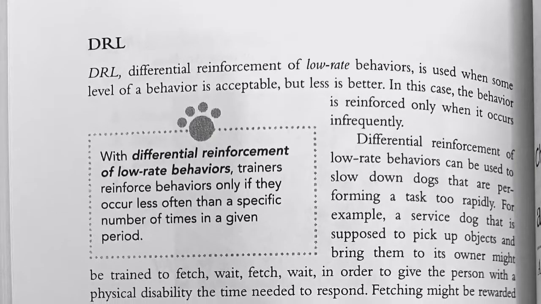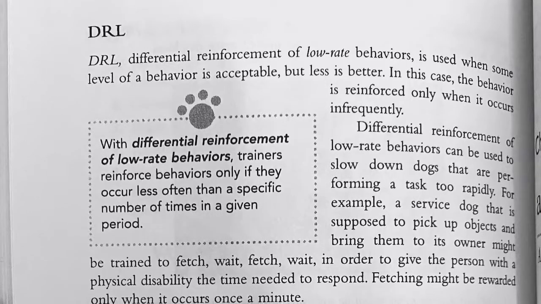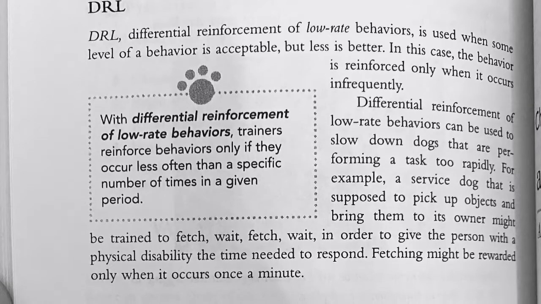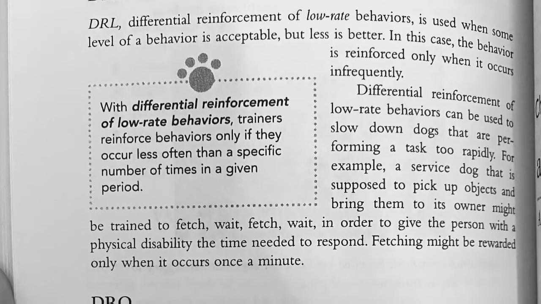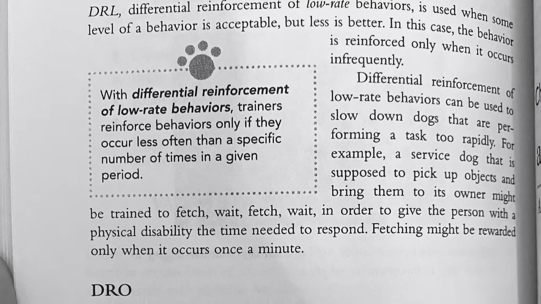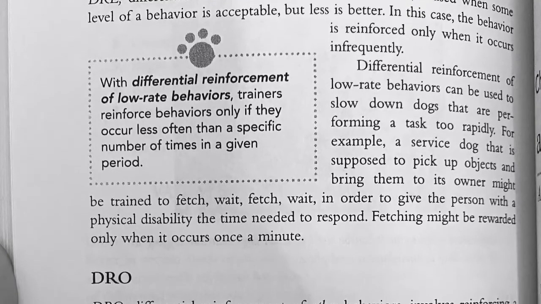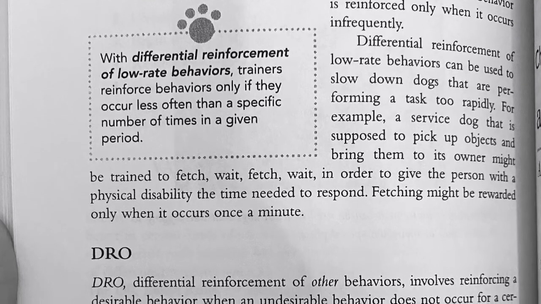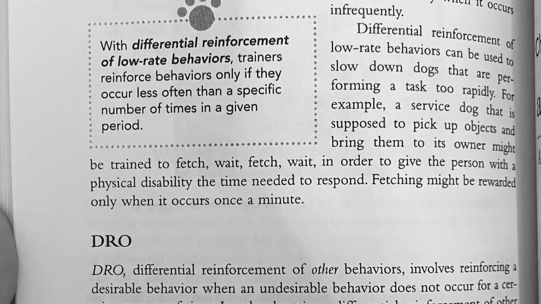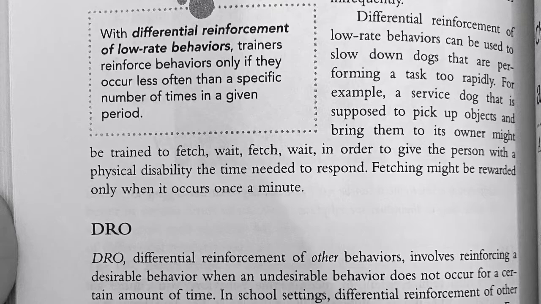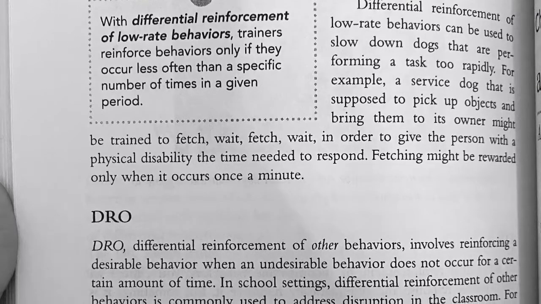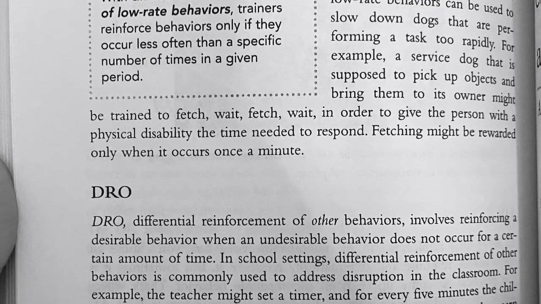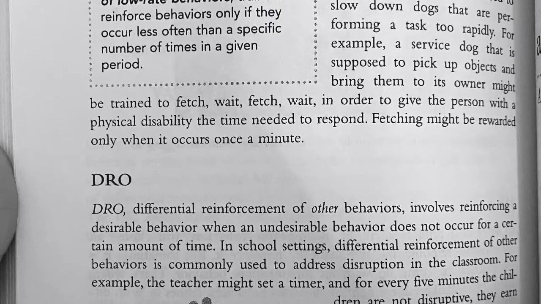DRL, differential reinforcement of low-rate behaviors, is used when some level of a behavior is acceptable, but less is better. In this case, one behavior is reinforced only when it occurs infrequently. Differential reinforcement of low-rate behaviors can be used to slow down dogs that are performing a task too rapidly. For example, a service dog that is supposed to pick up objects and bring them to its owners might be trained to fetch, wait, in order to give the person with the physical disability the time needed to respond. Fetching might be rewarded only when it occurs once a minute. With differential reinforcement of low-rate behaviors, trainers reinforce behaviors only if they occur less often than a specific number of times in a given period.